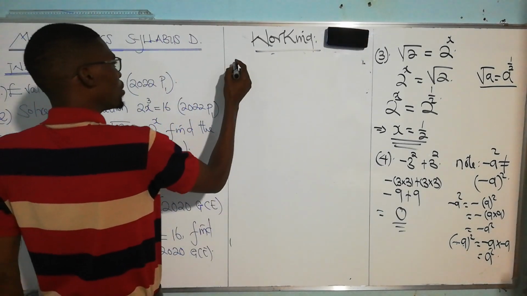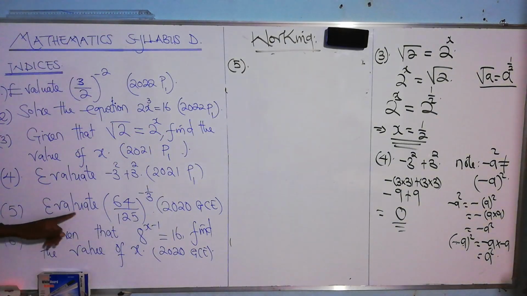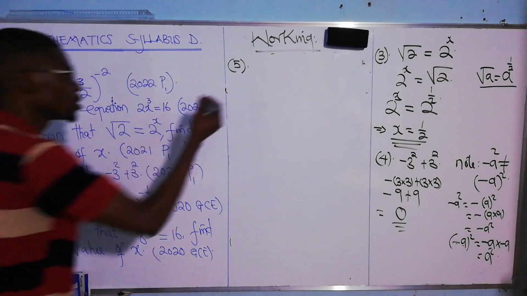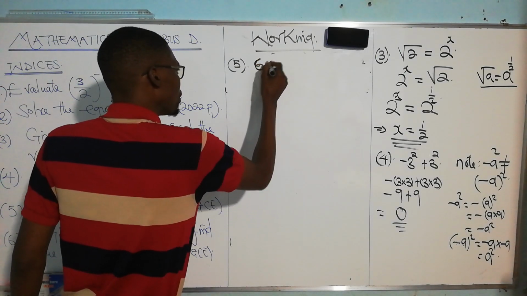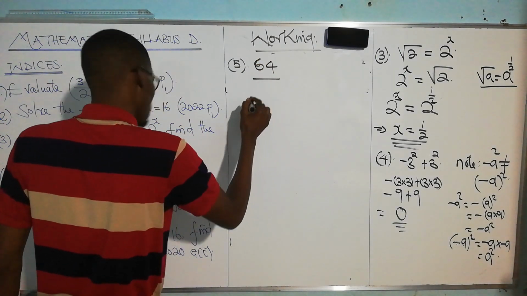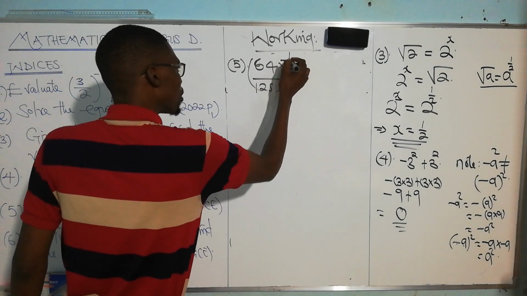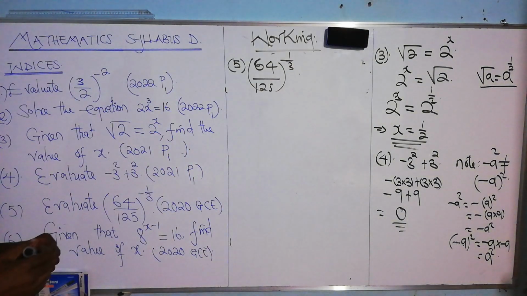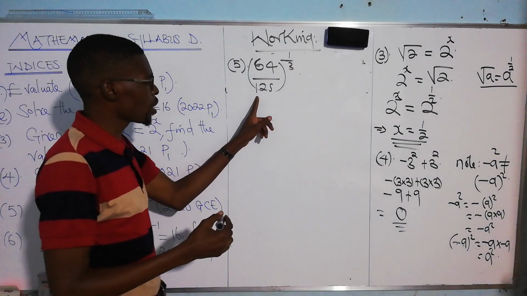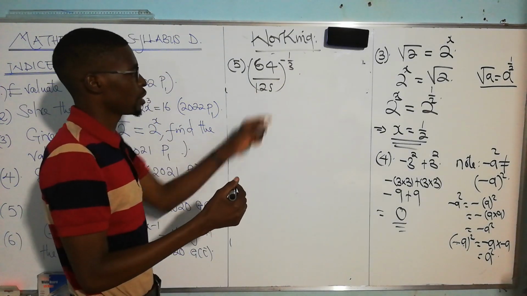So question 5. Question 5 is saying, can you evaluate 64 over 125 exponent negative 1 over 3. This is coming from 2020 GCE paper 1. So 64 over 125 exponent negative 1 over 3.